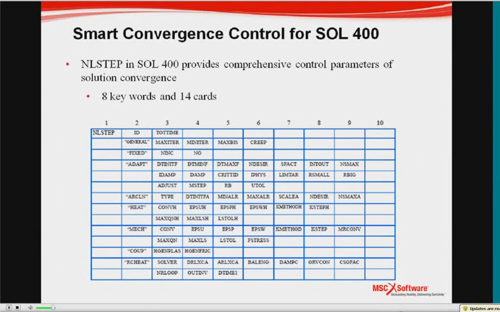As you can see from the table, there are a total of 8 keywords and 14 cards. In general, this is very helpful and useful for advanced users of Nastran tools. But sometimes, for application engineers and also for beginner users of Nastran, so many inputs may be too complicated for them. Therefore, we try to provide a smart and small control for the convergence of nonlinear analysis.